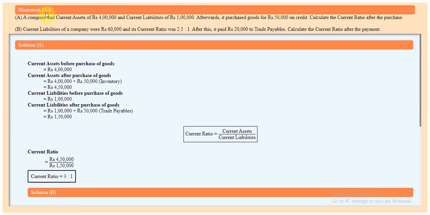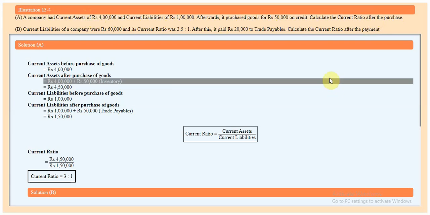This problem is illustration 13.4. We will first look into the first subdivision and then we will come back to subdivision B. This says a company had current assets of rupees 4 lakh and current liabilities of rupees 1 lakh. Afterwards, it purchased goods for rupees 50,000 on credit. Calculate the current ratio after the purchase. So the question is asking us to find out current ratio after the purchase.